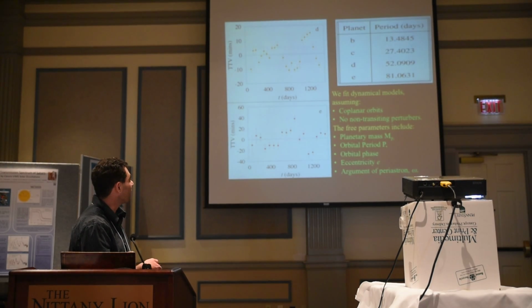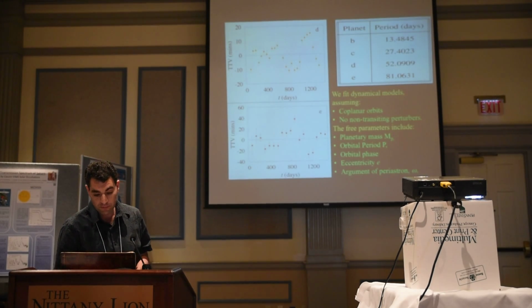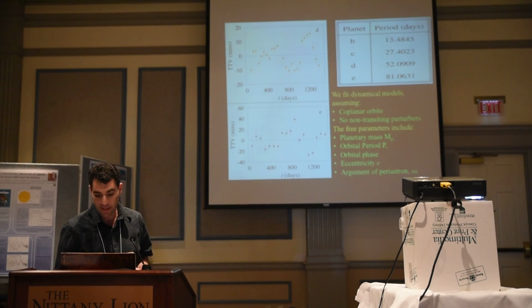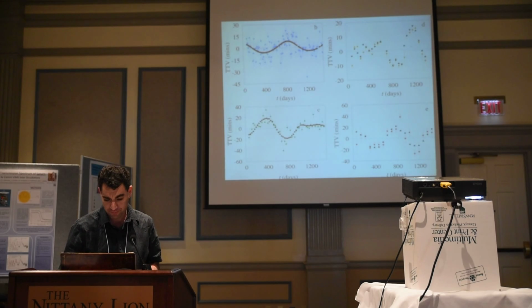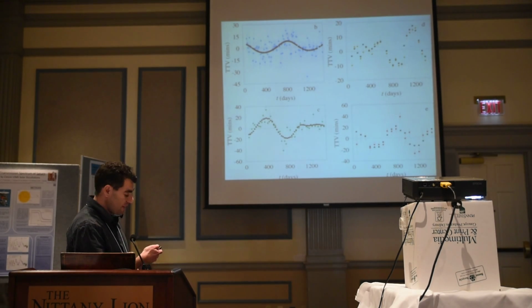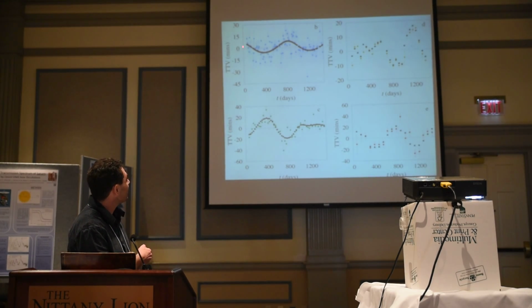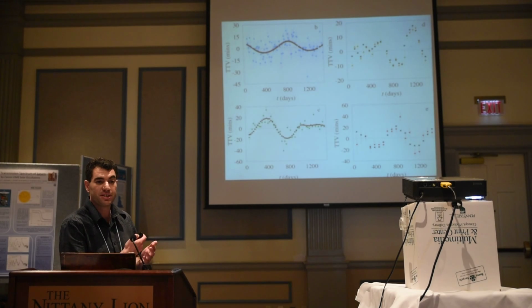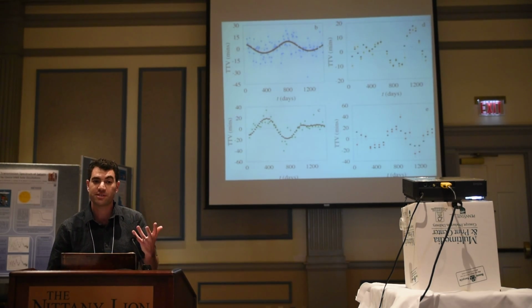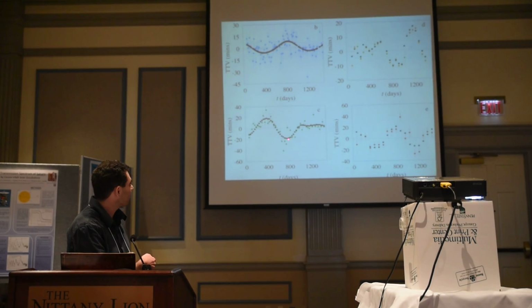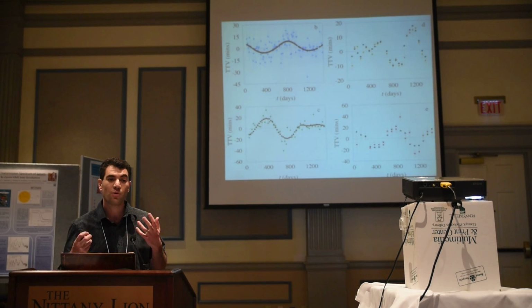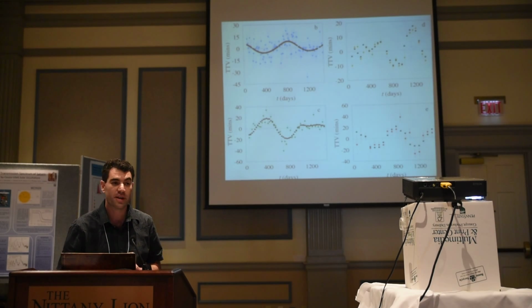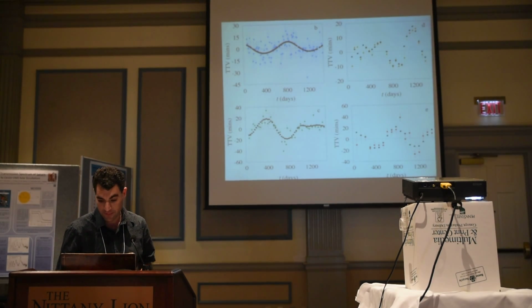So the parameters we're going to solve for include planetary mass, orbital period, orbital phase, eccentricity, and the argument of periastron. So here is our best fit TTV model to the system. The innermost planet, B, has got a very sinusoidal signal, so there's not much more information in the TTVs other than just the amplitude of that sine wave. Whereas you can see the other planets have got more complex signals, more information-rich TTVs, which allows you to get much more precise constraints on the planetary parameters.